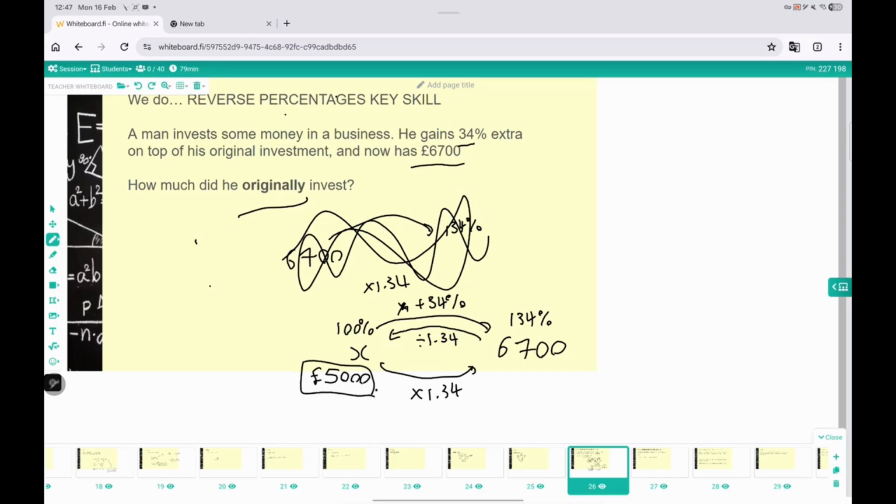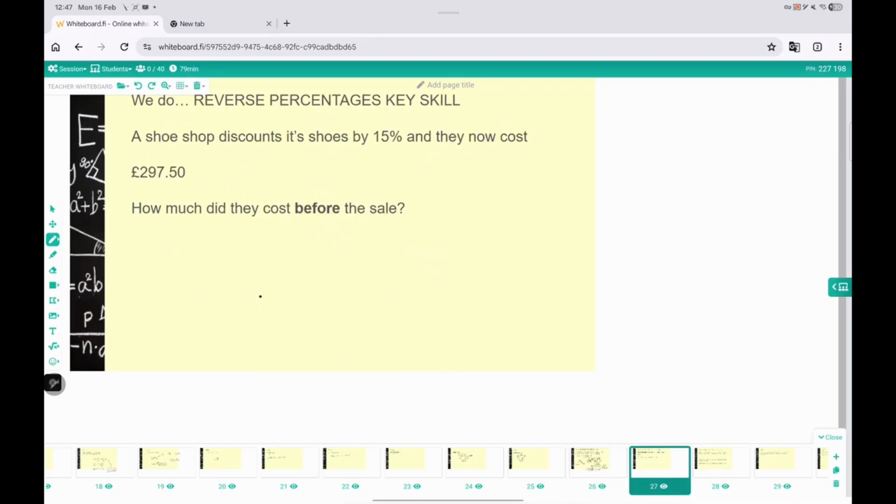And you know when you've done these right, because about 80% of the time, and not all of the time, but 80% of the time, you get an answer that looks a lot more nice and well-rounded than what you originally started with. Okay, and you can test it the other way around. If I do 5,000 times 1.34, if I add 34% to 5,000, I get 6,700. Of course I do, because I'm right. I always am, apart from when I'm not.